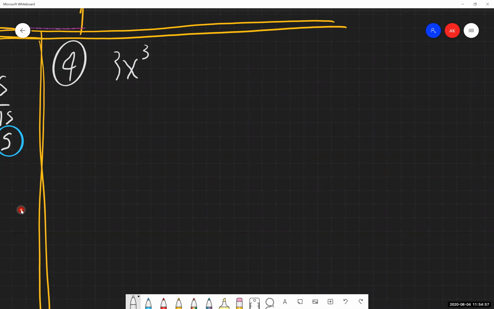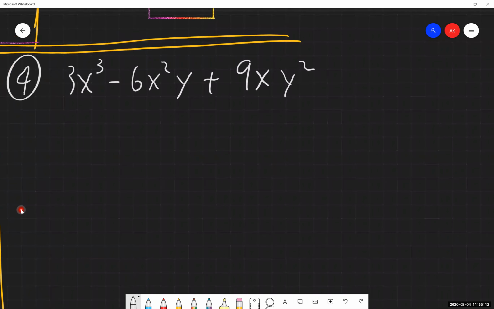3x cubed minus 6x squared y plus 9xy squared. So again, the first thing I need to do, I need to find the greatest common factor between these 3 terms. So let's work with the numbers.